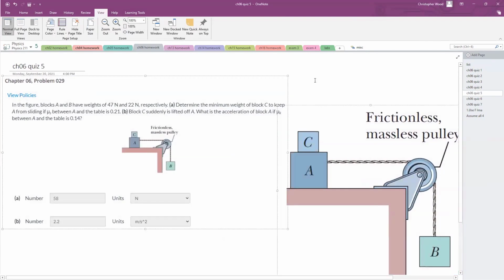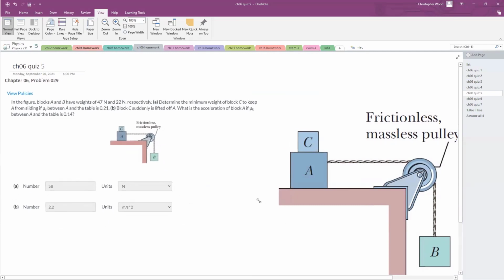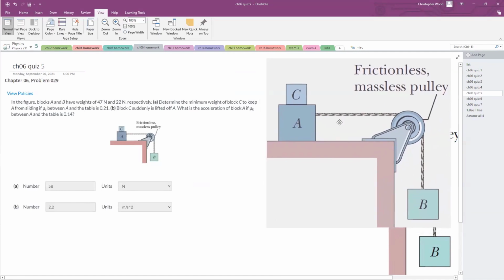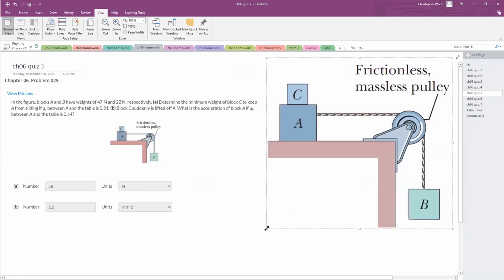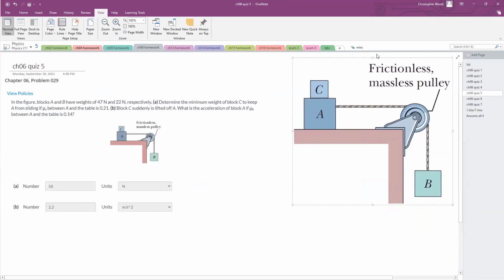Let me say again that this is definitely going to help you, I think, prep for any chapter 5 problem, which will obviously be part of exam 1.